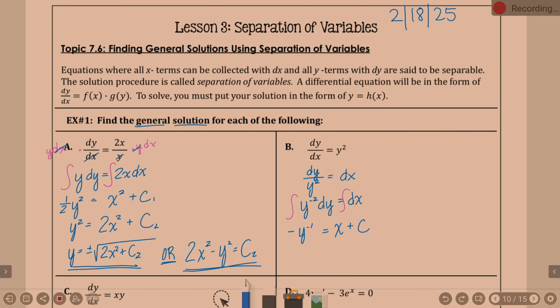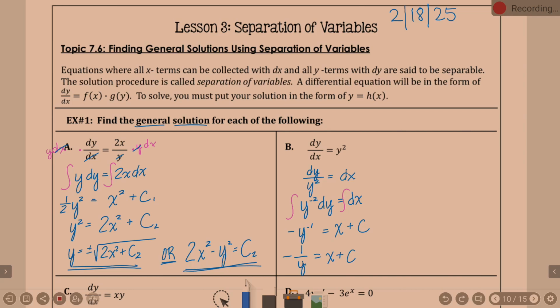Now, on this, negative y to the negative 1, what is that? That's the negative of 1 over y equals x plus c, correct? No, because we're not integrating again. If we integrate again, yeah, we're looking at natural log, but we're not integrating again.